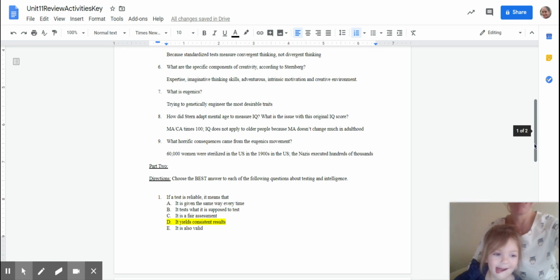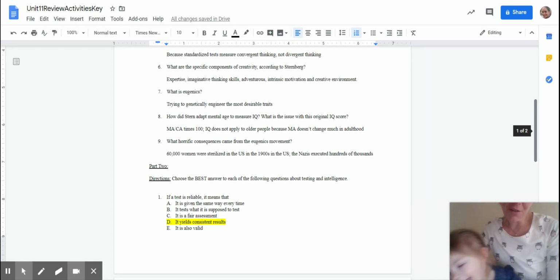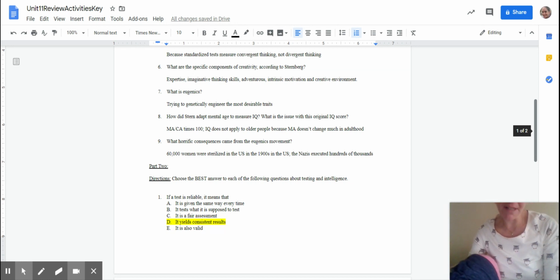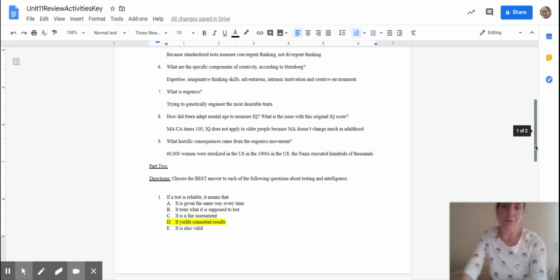So it took mental age and divided it by chronological age and then multiplied by 100. IQ doesn't apply to older people because mental age doesn't really actually change much in adulthood.